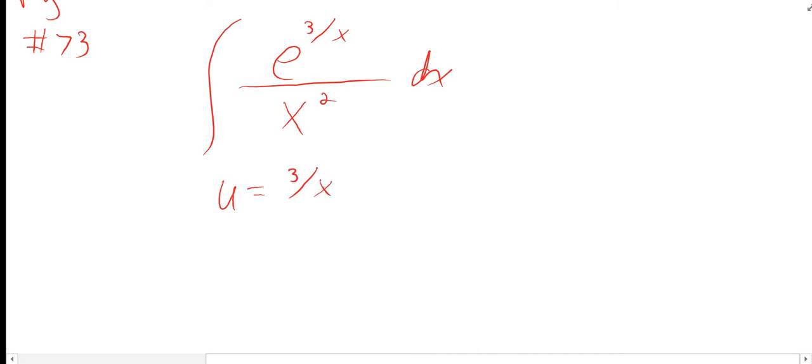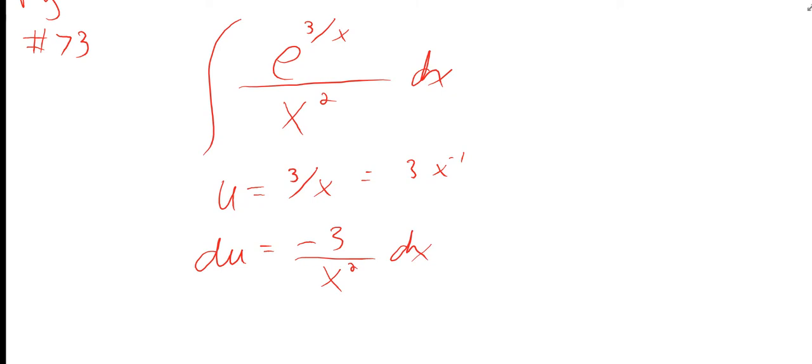So u is 3 over x, which means du by power rule, remember 3 over x is really 3x to the negative 1. So when you derive that, you're going to get negative 3x to the negative 2, which just puts an x squared in the denominator. And oh my gosh, we happen to have an x squared in the denominator. Okay? So the only thing we need for our du is a negative 3 in the numerator.